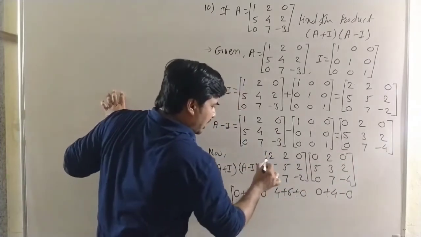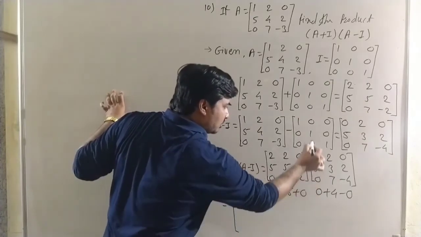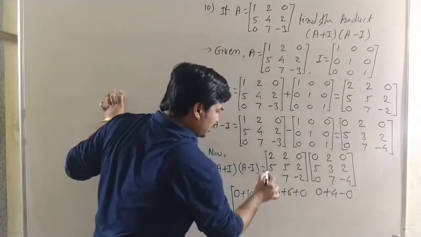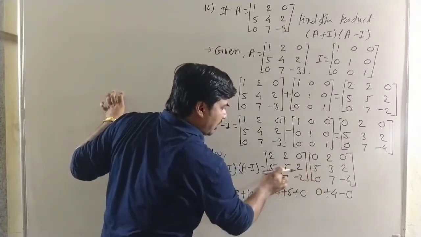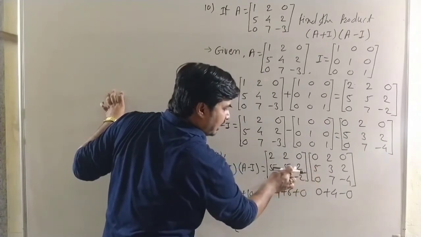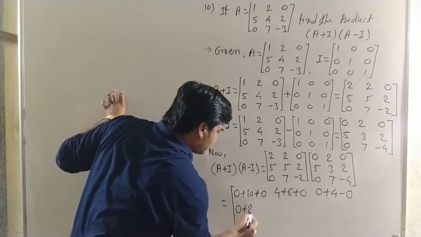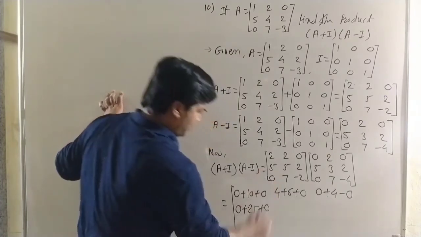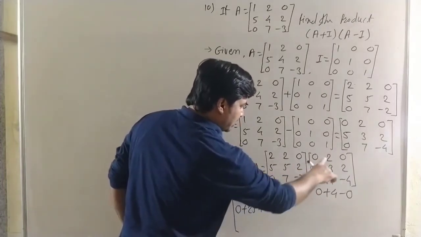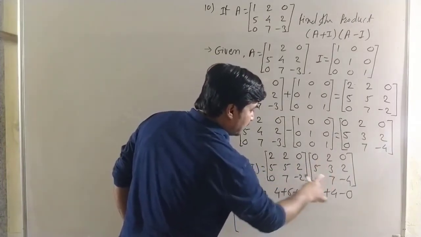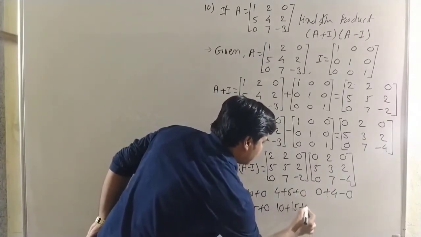Now we take the second row and multiply it by all columns of the second matrix. Second row, first column: 5 into 0 is 0, 5 into 5 is 25 and 2 into 0 is 0. Therefore we write 0 plus 25 plus 0. Now second row, second column: 10 plus 15 plus 14.